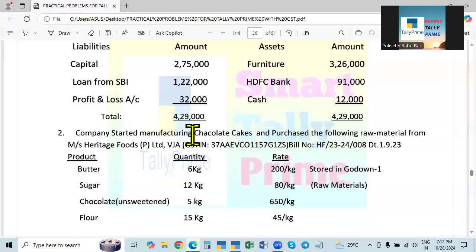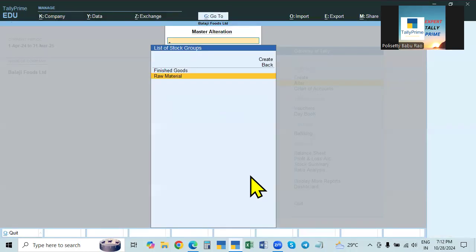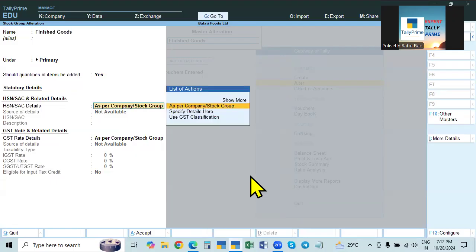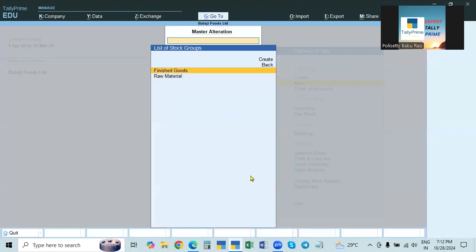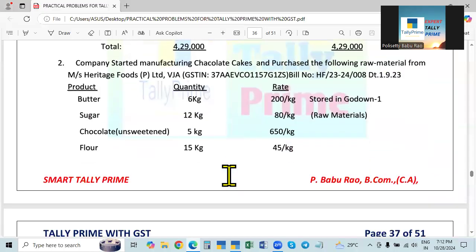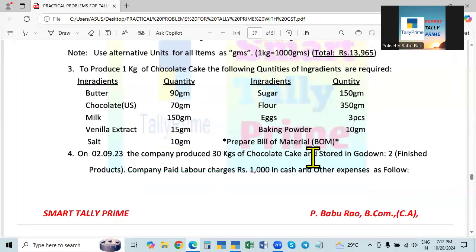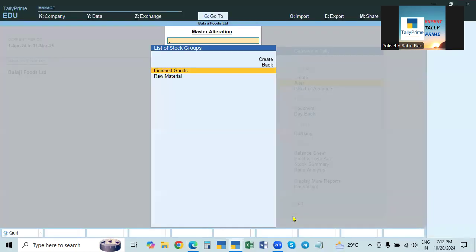And we are making the chocolate cake, which is a finished good. That also we will create now. So finished goods, items to be added: yes. These two are created. Now the raw material purchased will be stored in the raw material godown. After manufacturing, the finished goods will be stored in the finished goods godown. So two godowns are also required.